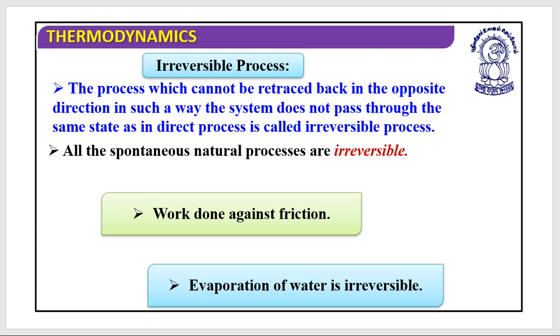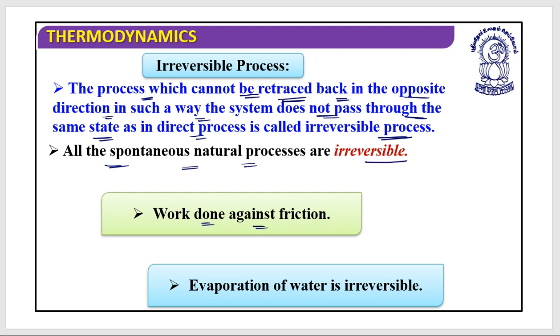Now let's look at what an irreversible process is. It is a process which cannot be retraced back in the opposite direction in such a way that the system does not pass through the same states as in the direct process. We can say all spontaneous natural processes are irreversible.